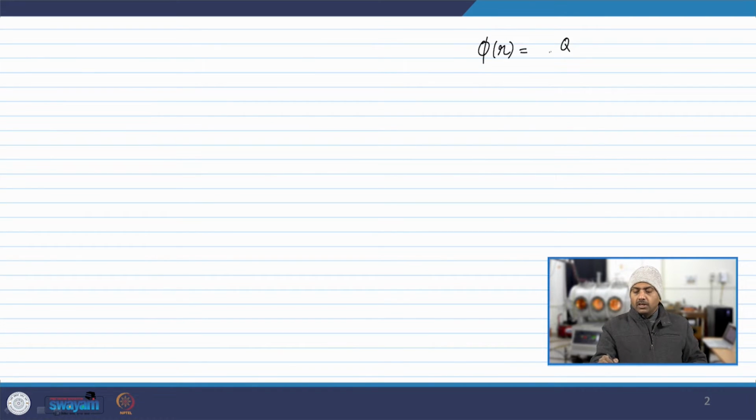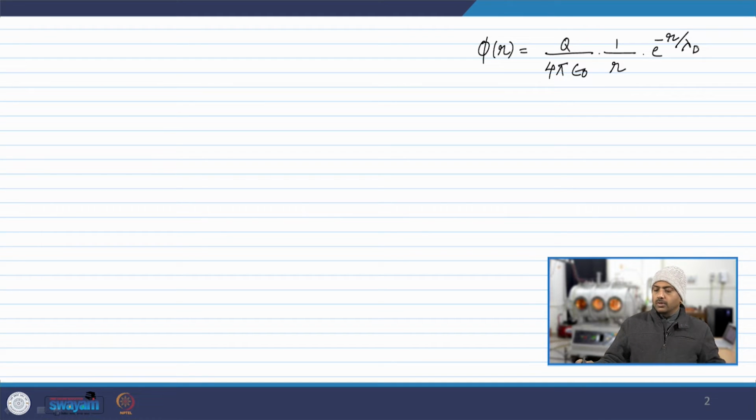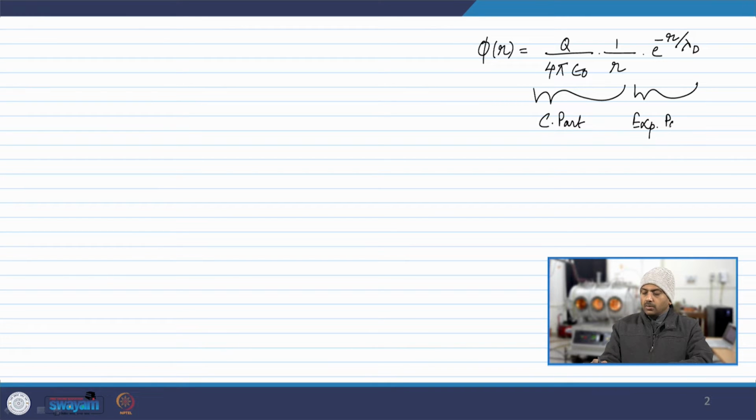So far in our discussions we have seen that the potential phi of r can be written as q by 4 pi epsilon naught into 1 by r into e to the power of minus r by lambda d. This is the form of potential. Now, this part is the Coulombic potential and this is the exponential part.